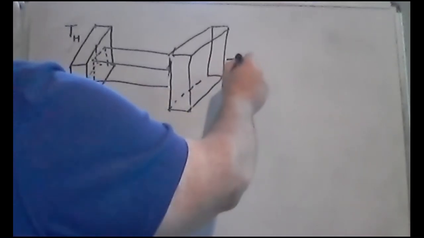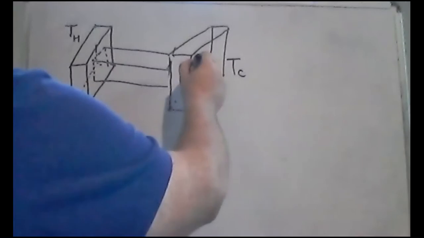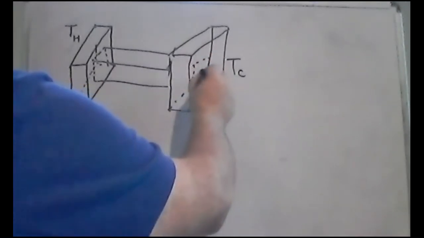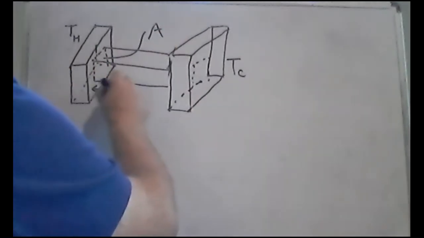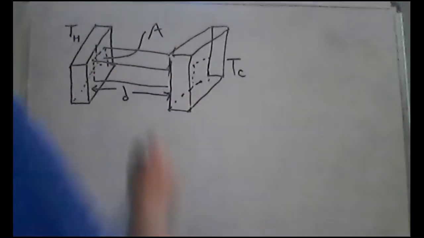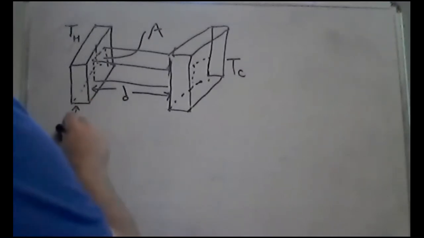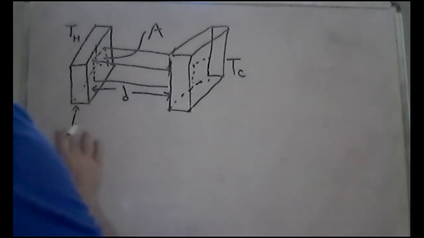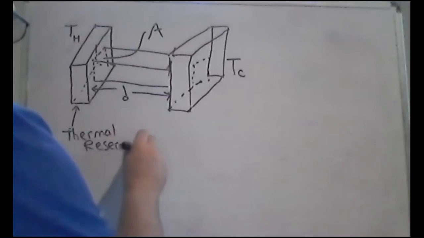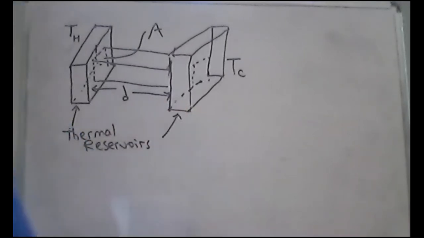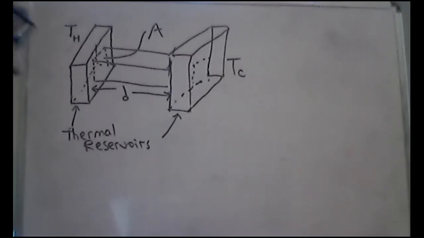T cold. All right. So imagine here that you have this interface. This area is A. This thickness is D. These are what we call reservoirs. These are thermal reservoirs, as I described. These are so large compared with the material that they lose heat, but it's not so significant that the temperature reduces.